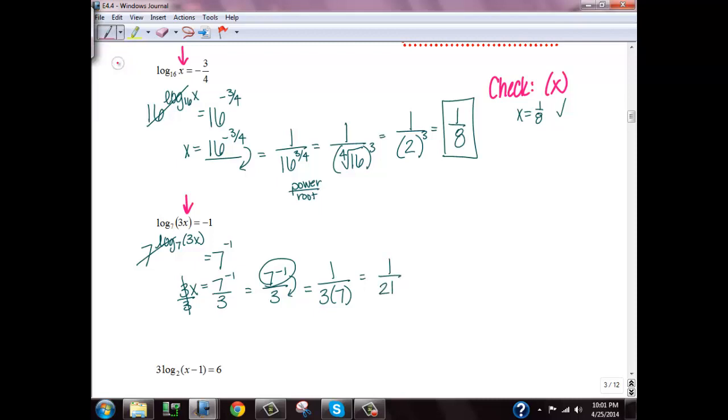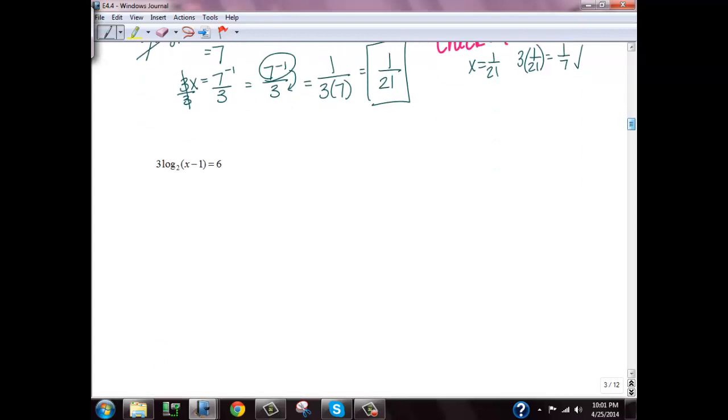Now I used a pink arrow to remind me to check my inside numbers. So notice my inside number here is 3x. If I were to plug 1 over 21 into 3x, I would do 3 times 1 over 21, which reduces to 1/7, which is neither negative nor 0. So since I got a positive solution, then I can use this answer. So my solution is 1 over 21. Okay. Let's look at another one.